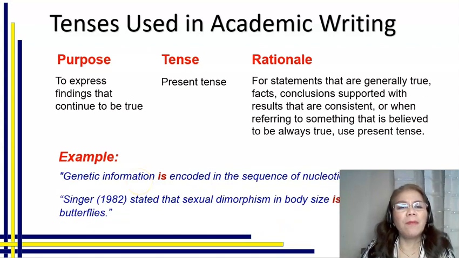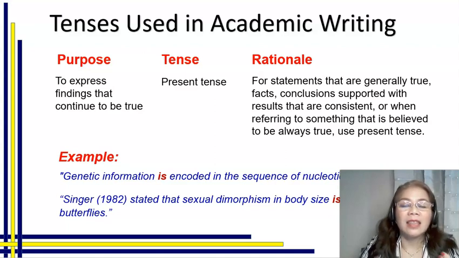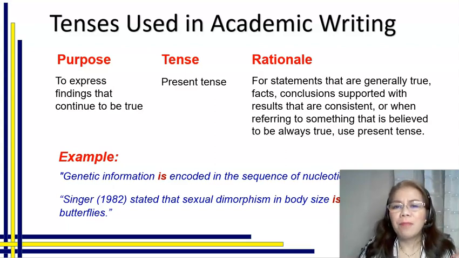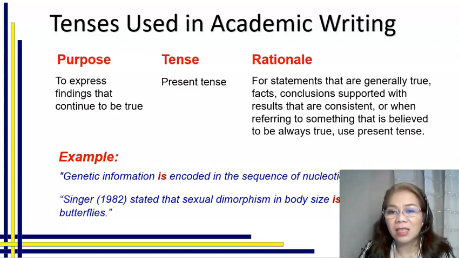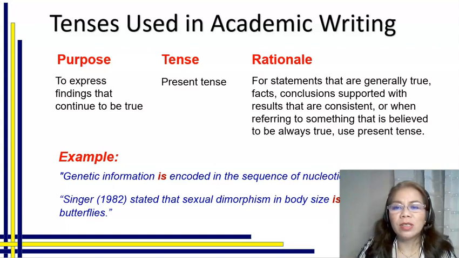Now, how about if the purpose of writing is to express findings that continue to be true? Then we use present tense. Why? Because for statements that are generally true, for statements that are facts, for conclusions that are supported with results that are consistent, or when you are referring to something that is believed to be always true, use present tense.